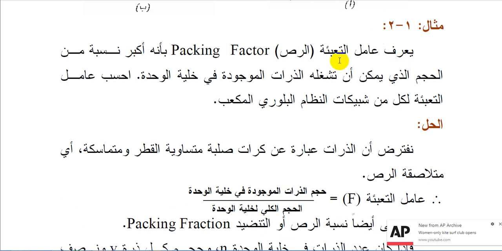Example 1.2. The closed packing factor, or atomic packing factor, can be defined as the largest proportion of the volume that can be occupied by the atoms in a unit cell. Calculate the atomic packing factor for each lattice of the cubic crystal system.